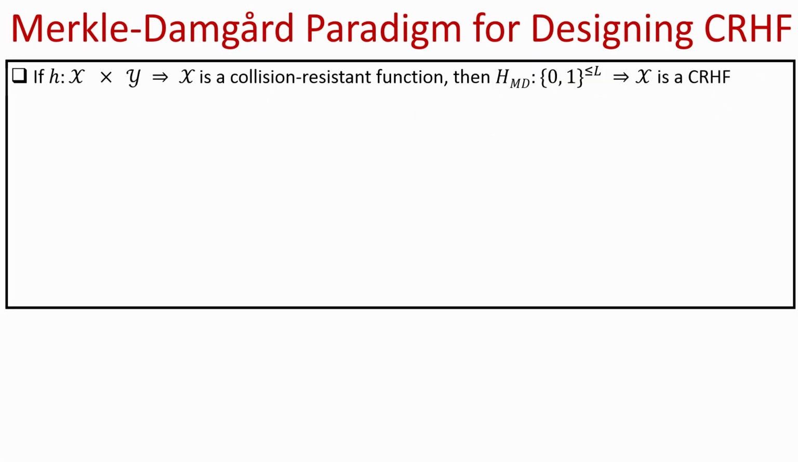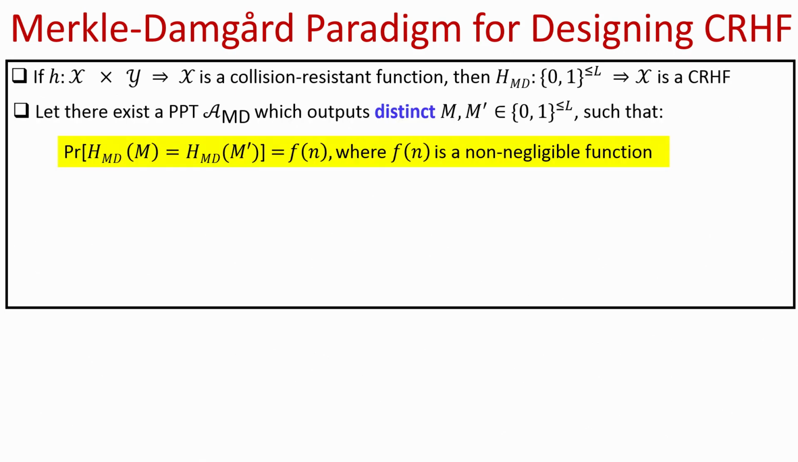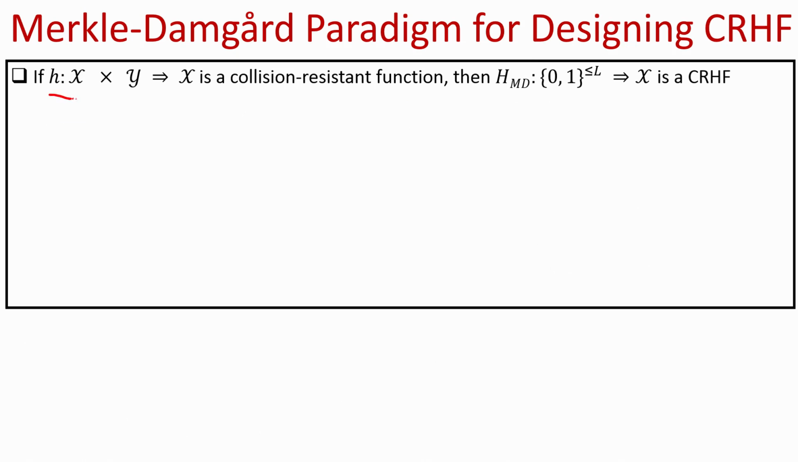Now let us see whether indeed applying this Merkle-Damgard paradigm iteratively over a fixed length collision resistant compression function ends up giving you a collision resistant hash function or not. We are going to prove that if the function little h is a fixed length compression function as well as collision resistant, then by applying the Merkle-Damgard paradigm, the function big H which we have obtained, which can hash any bit string of length up to big L bits, indeed is a collision resistant function.